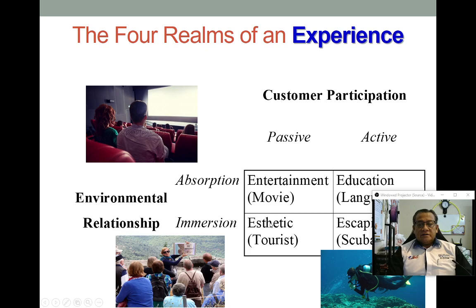And last but not least, quadrant four, which is escape. You need to have active customer participation, and the environmental relationship is that you need to be immersed. So this is the highest, Q4, on the realms of experience. An example at Q4 is scuba diving. You really need to join the scuba diving team, go under the ocean and see the corals, for example. That is what they call active participation, and yet you need to fully immerse yourself in the surroundings and the environment, like in scuba diving.